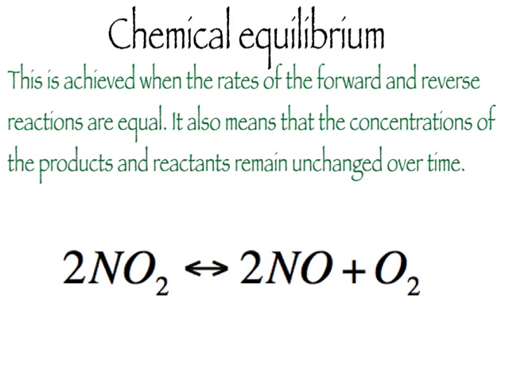A chemical equilibrium is achieved when the rates of both the forward and reverse reactions are equal or constant. It also means that the concentrations of the products and reactants will remain unchanged over time. Chemical equilibrium is denoted by a double arrow.